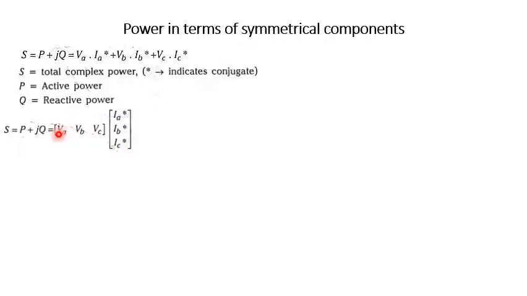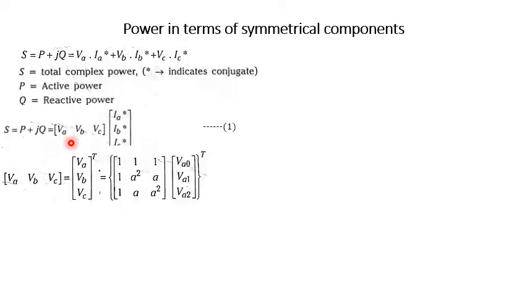It is VA, VB and VC, times IA, IB and IC conjugate. This is a 3 cross 1 column matrix and a row matrix; if you multiply, we will get the scalar. Call this equation 1. VA, VB and VC can be written as the transpose of the matrix, converting the row into a column matrix.